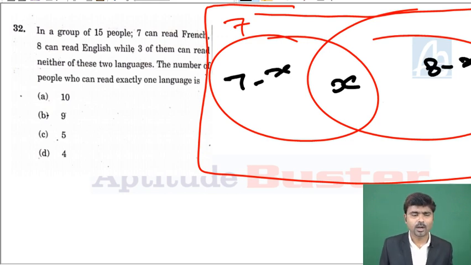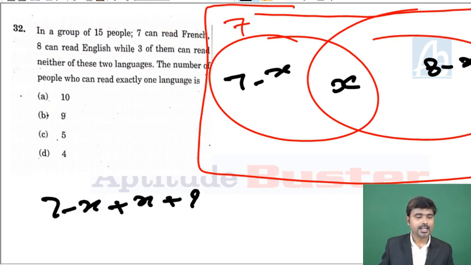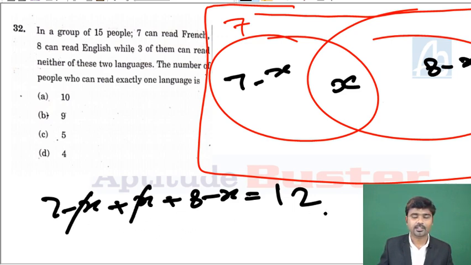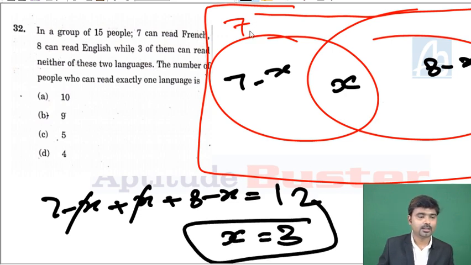If you want to solve like this, solve. 8 plus 7, 15. So 7 minus x plus 8 minus x equals 7 plus 8, 15. You need to subtract this 3, 12. So what's the value of x? Cancel these two. 15 minus x equals 12, x equals 3. Once x equals 3, x value is 3.